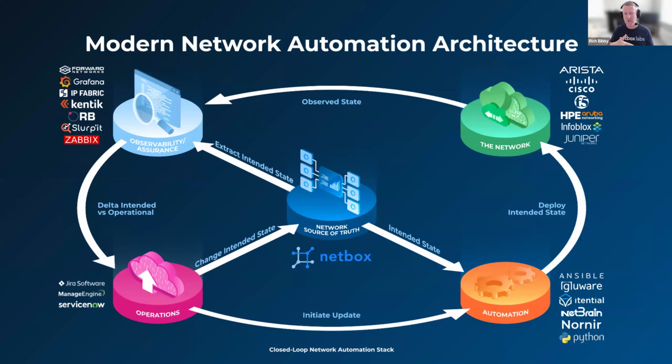And then if we close the loop, with tools like Forward Networks, you can compare that observed state as opposed to the intended state that's in NetBox. And then if there's a delta or a difference between those two states, then you're able to act on it and do something about it. So that's this closed loop network automation stack that we like to talk about, because I think it explains the architecture pretty well, and you can see where tools like NetBox and Forward Networks fit together very nicely.